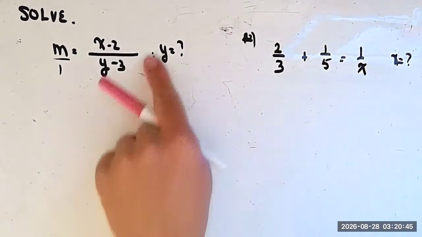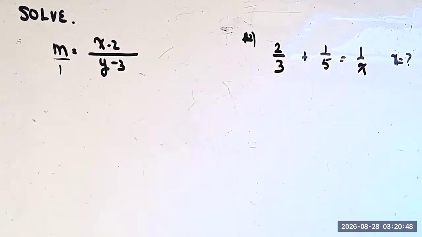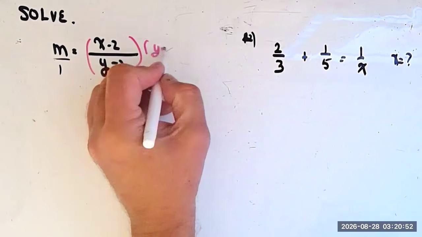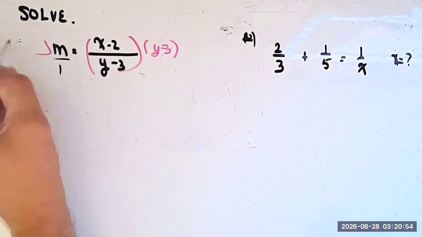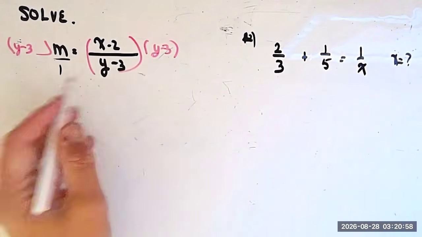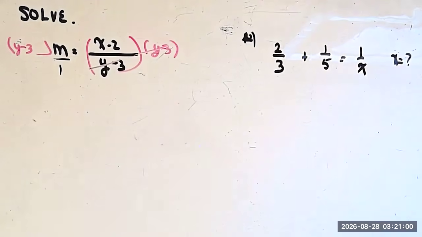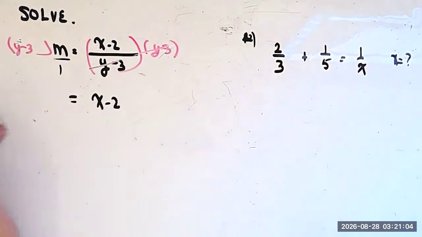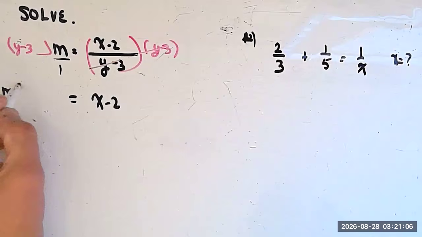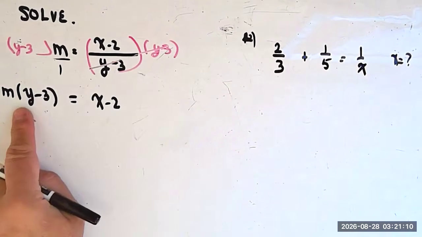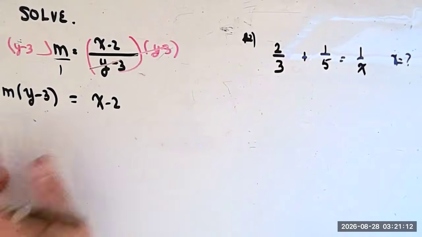Okay, so I'm going to be a little bit lazy practical. So I multiply the right-hand side by y minus 3. Same thing on the left-hand side. Now, of course, this eliminates. So what do I have? X minus 2 equals m times y minus 3. We need to break the parentheses and isolate accordingly.